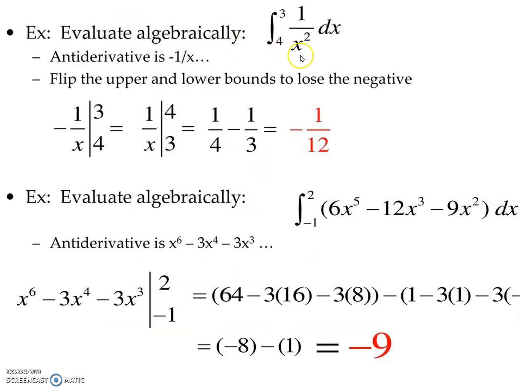Evaluate algebraically lower limit 4, upper limit 3, 1 upon x square dx. Antiderivative is minus 1 upon x, means integration of 1 upon x square is minus 1 upon x. Flip the upper and lower bound to lose the negative. That's why we have minus 1 upon x, the integration of 1 upon x square, and lower limit is 4, upper limit is 3. If it is negative, we have to change the lower and upper limit. That is upper limit 4, lower limit 3, and the function becomes positive.